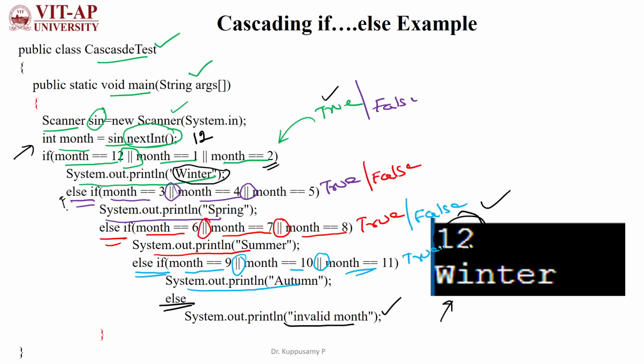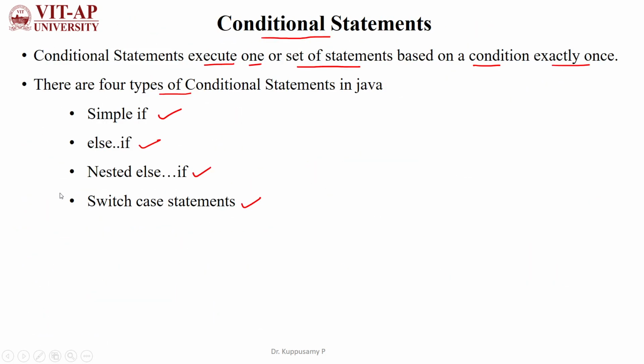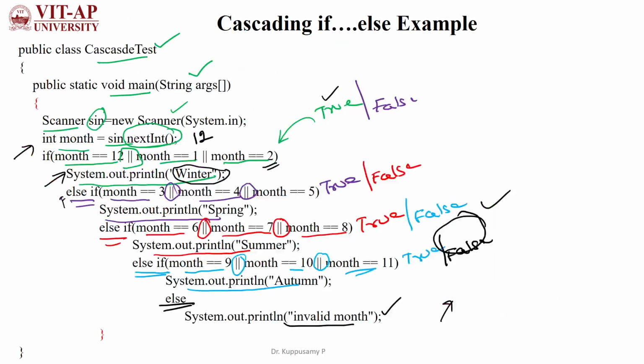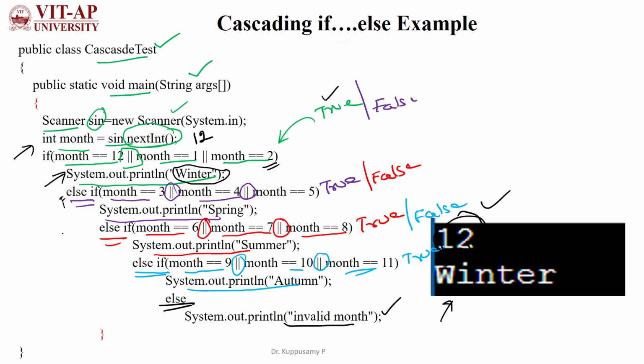So the others will not execute because the true block is executed only once as per the statements. As per the condition, the conditional statements execute exactly once, or one set of statements will execute exactly once. So based upon this, it is executed only once, right? This is about the cascading if statements.